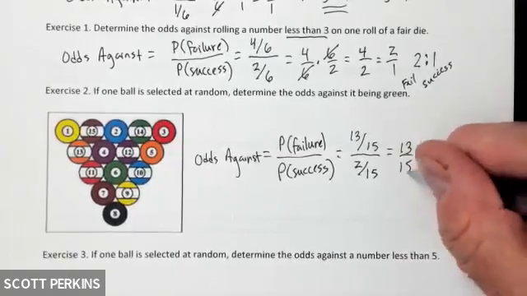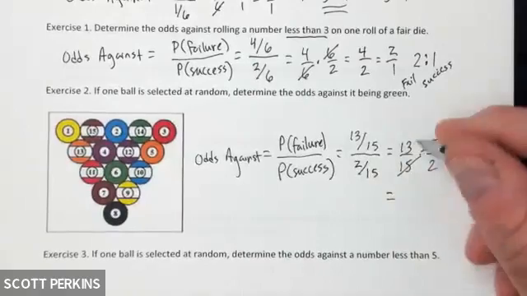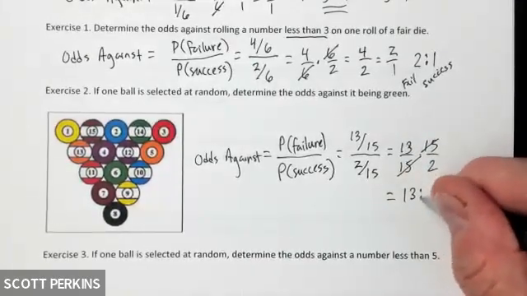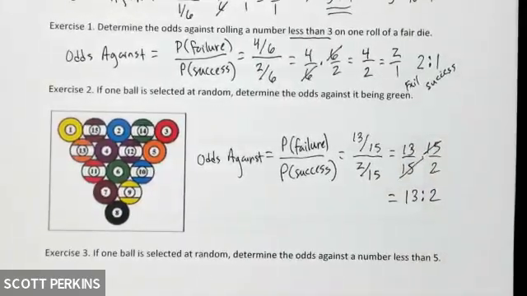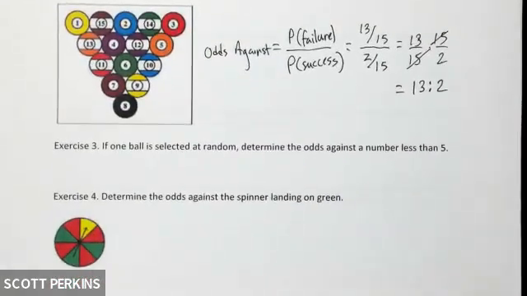So we've got 13 out of 15 and then 15 over 2. The 15s cancel and I have 13 to 2 odds. Okay, so that is 13 failures for every 2 successes that I have. Next one, Exercise 3, just another one with the same billiard balls.